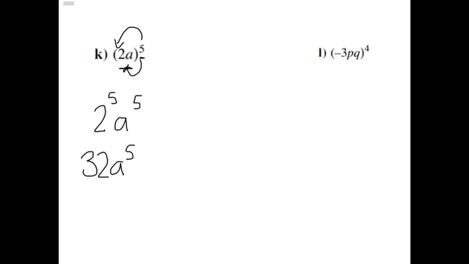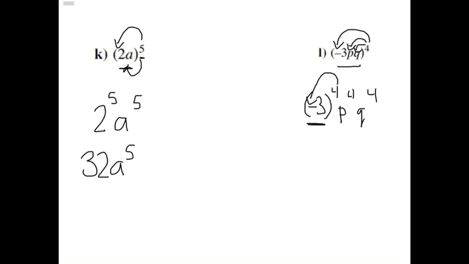For l, same thing, it's the power of a product law. So this 4 is going to affect the negative 3. It's going to affect the p and the q. So you're going to have negative 3 to the power 4, and you've got p to the power 4, and you've got q to the power 4. You'll notice I actually put this in brackets. This is just to remind myself that we do have a negative 3 in this case. And this negative is in the bracket, so that 4 is going to affect the negative as well. This is going to result in a positive number. So negative 3 to the power 4 is going to be positive 81. And the rest is done for you: p to the power of 4, q to the power of 4.